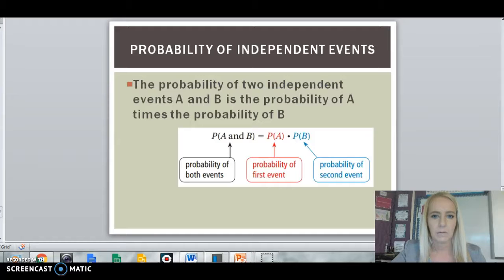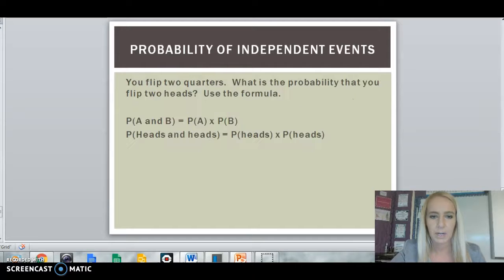Let's look at the formulas, or equations, that are used to determine both. The probability of two independent events, A and B, is the probability of A times the probability of B. Now this is already given to you in your notes. So we're going to take the probability of the first event and multiply it by the probability of the second event. So let's look at an example.